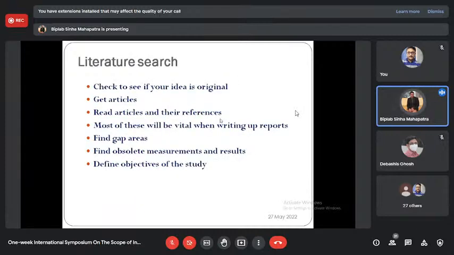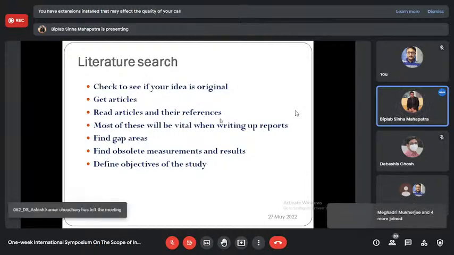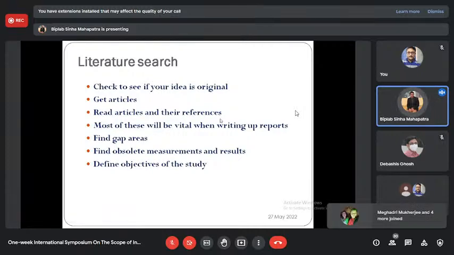Now, before you start your research, you have to go through a brief literature search. Meaning, whatever type of thing you want to invent, you have to read about it, that is, whatever is already invented. Check to see if your idea is original. Why? Because if it is already invented, you may do this research work and find some results, but those are not original because they are already published in some journal. So you have to get the articles and read them accordingly.